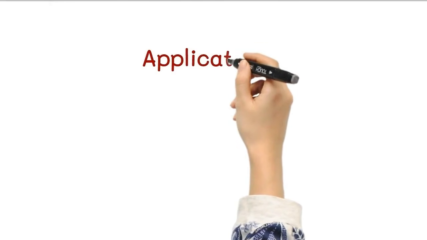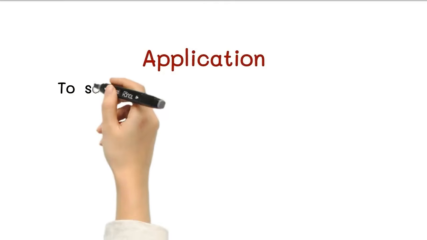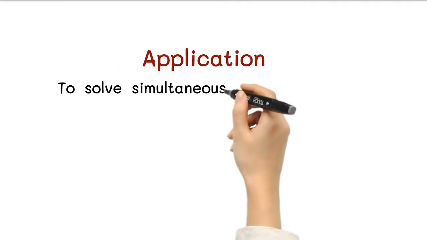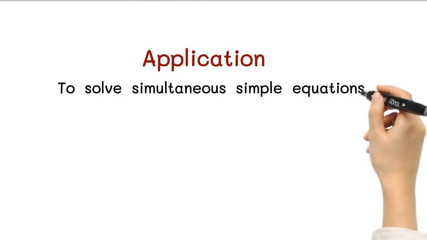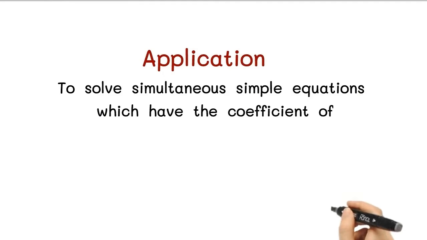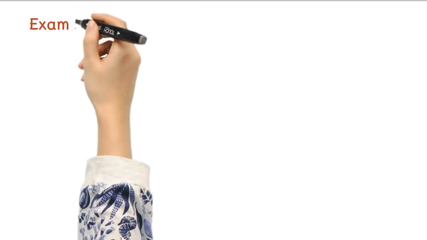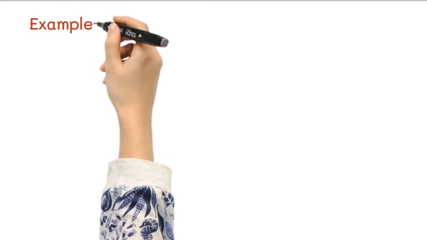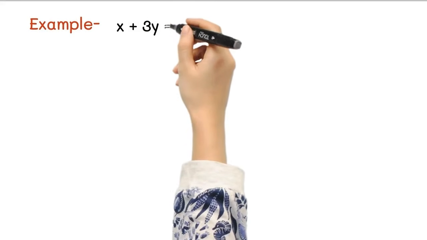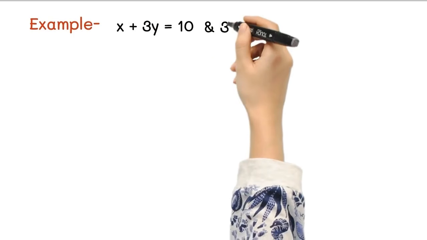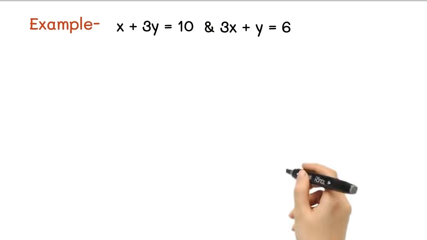Applications of Vedic Maths Sutra 7. It is used to solve simultaneous simple equations which have the coefficients of the variables interchanged. Let's take an example on it. The example is x plus 3y equals 10 and 3x plus y equals 6.